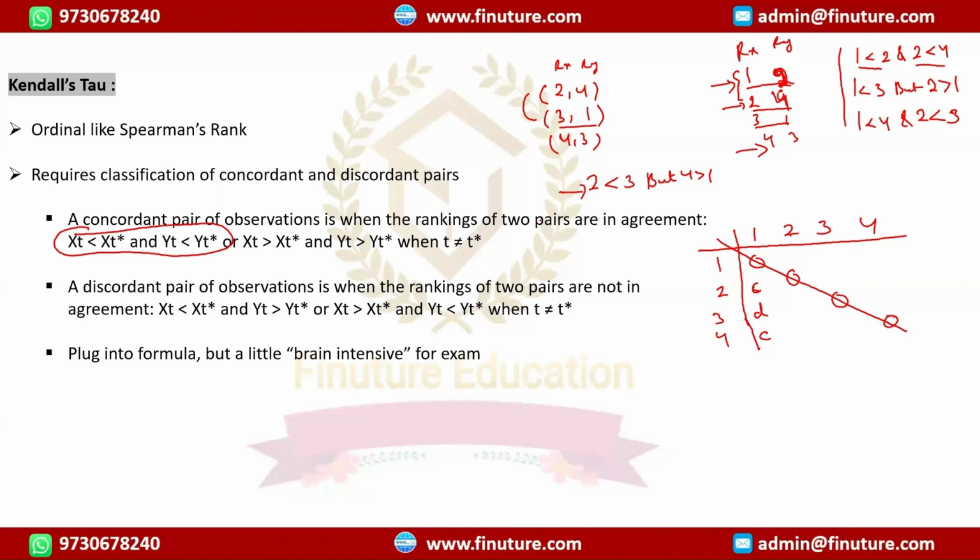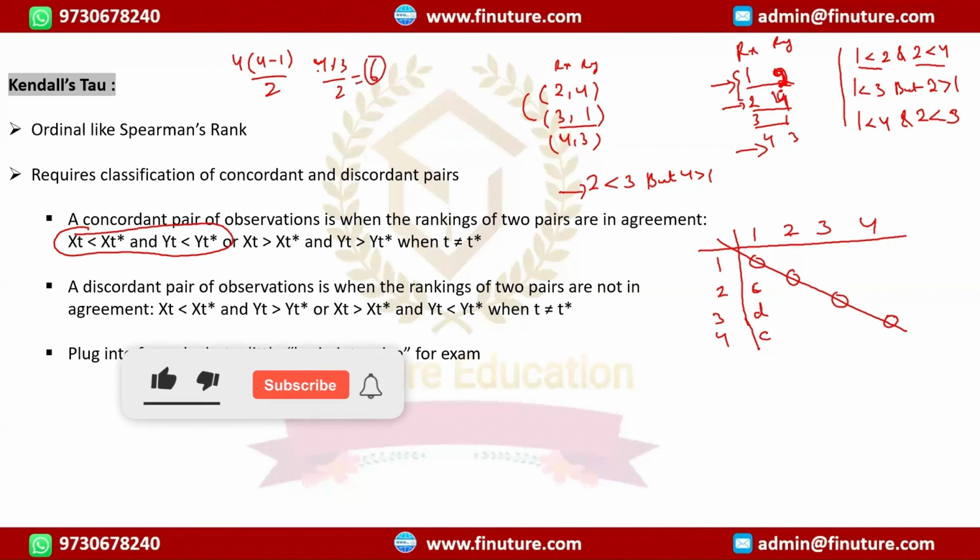But the number of comparisons here should be six, right? At least we can start with 1 less than 2, 1 less than 3, 1 less than 4. You will have the total number as n into n minus one divided by two. So four into three divided by two would be six. That's what I'm saying. The six possibilities are 1 comma 2, 1 comma 3, 1 comma 4.